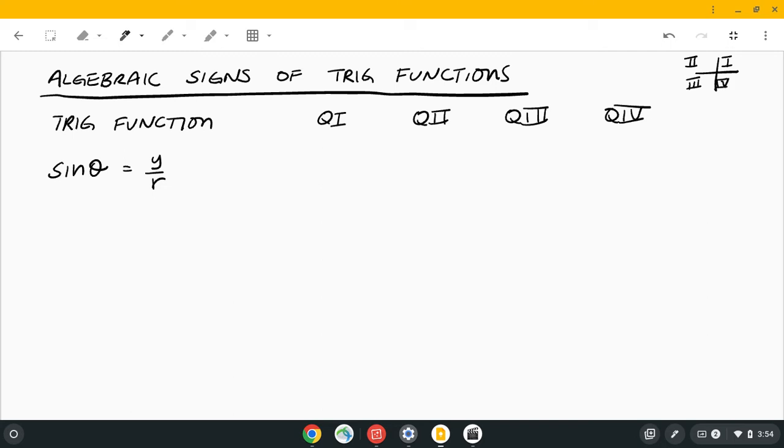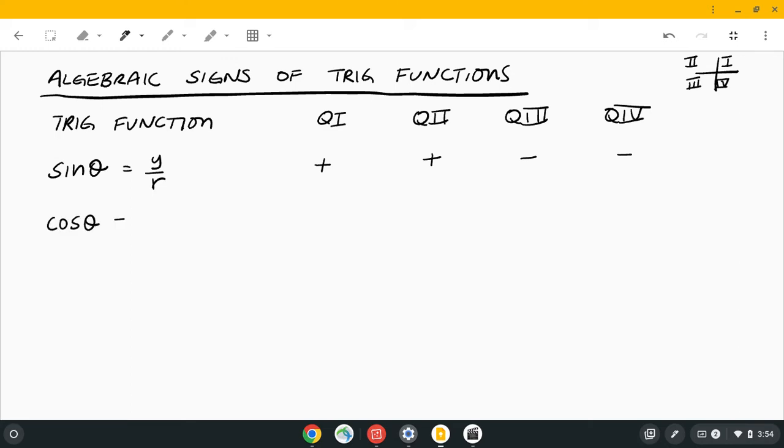All right, so in quadrant 1, y is positive, so sine theta will be positive. In quadrant 2, the y value is positive, so sine theta will also be positive. But in quadrant 3, which is over here, the y value is negative, so sine theta will be negative. And over here, the y value is also negative, so sine theta will be negative.